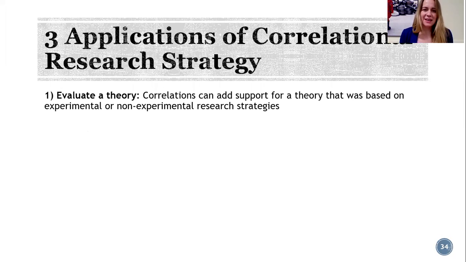So correlations can be really beneficial because they can add support for a theory that was based on an experiment or non-experimental or quasi-experimental research strategies. So remember, one of the goals of science in general is for a study to be done and then for future studies to build on what was done.